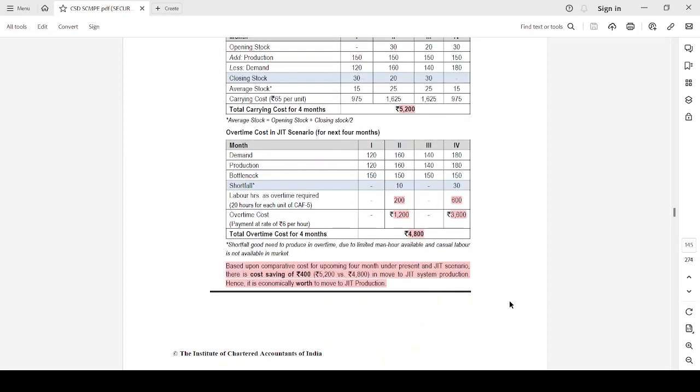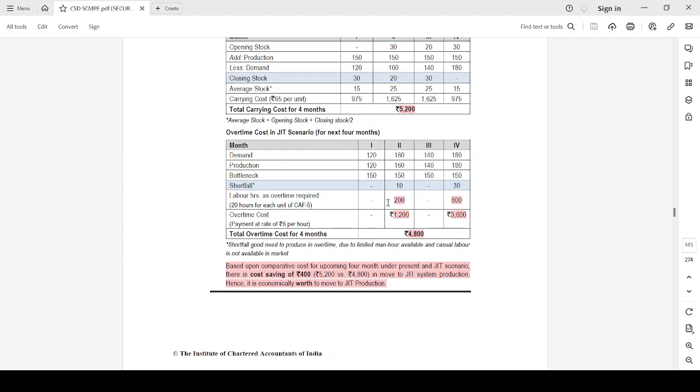But if there is a just in time scenario, I will take all the 4 demands. What is the production? Demand is equal to production. To put it very simply, production will be equal to the demand. But my maximum capacity is only 150. I can do only 150 in a normal scenario. Now I have to do 10 units and 30 units as overtime.